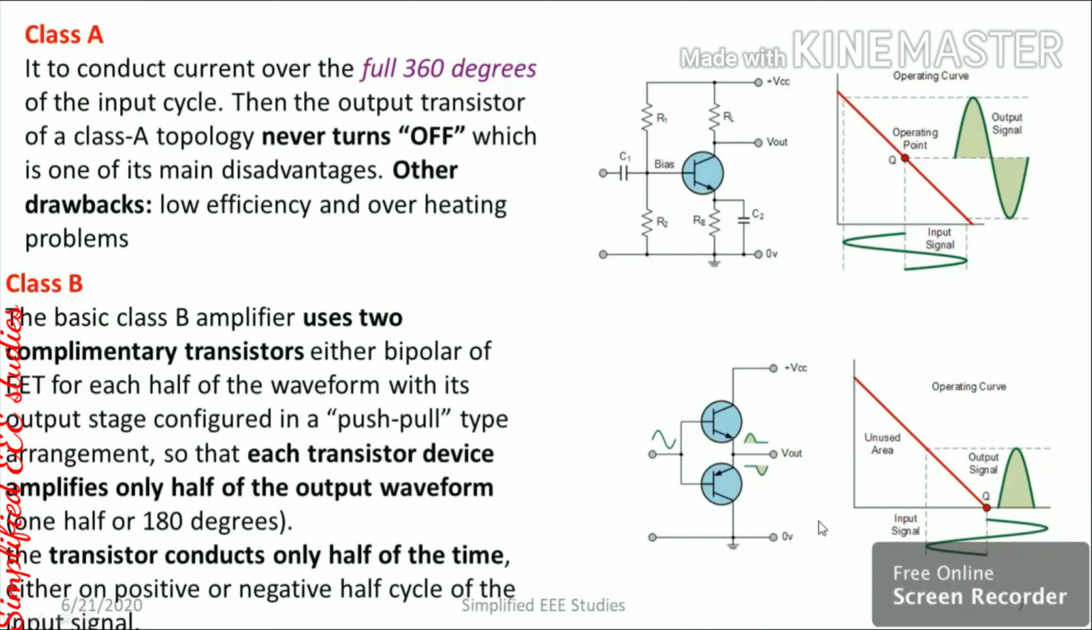Compared to class A, class B has a bit more efficiency. Why? Because it will conduct only in that particular 180 degrees.